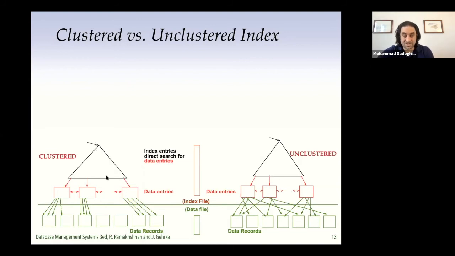So having a clustered index allows me to essentially implement a way of doing a sorted file. And could I have multiple clustered indexes? Is it possible that I have multiple clustered indexes for the same table, or is it only one clustered index that I can have? And why?